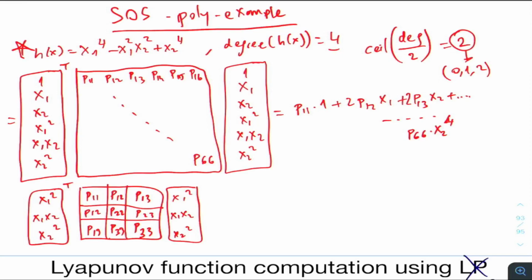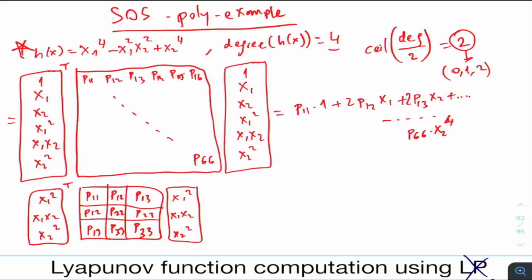Normally, this is what we would do, right? However, this, okay, let's not say anything. Let's just construct this M matrix again here. M matrix being constructed, right? And we are going to find a P matrix such that it is positive semi-definite, right?